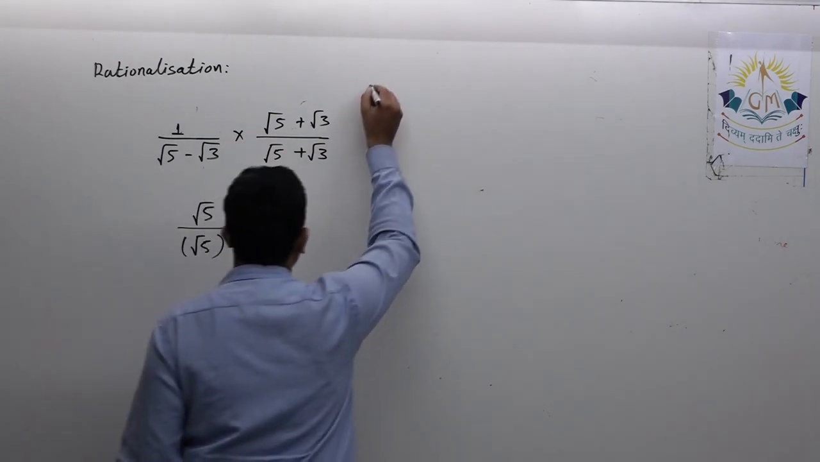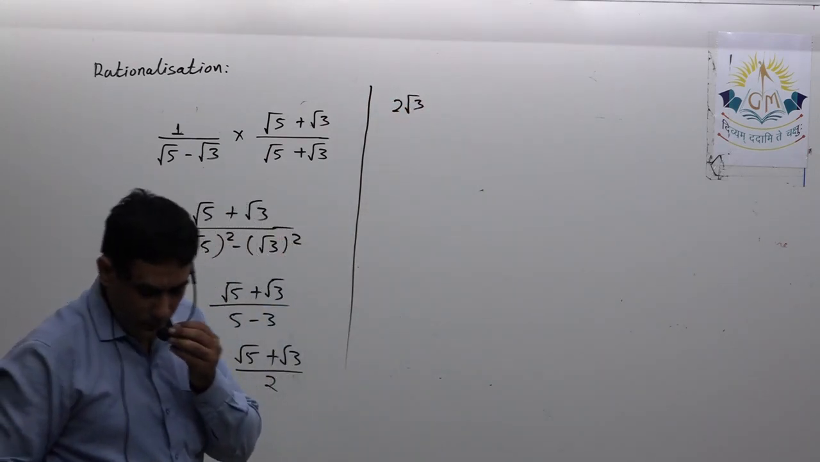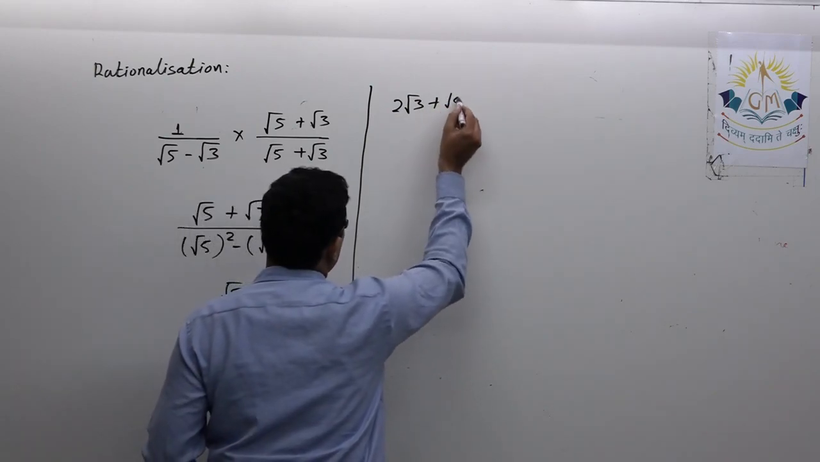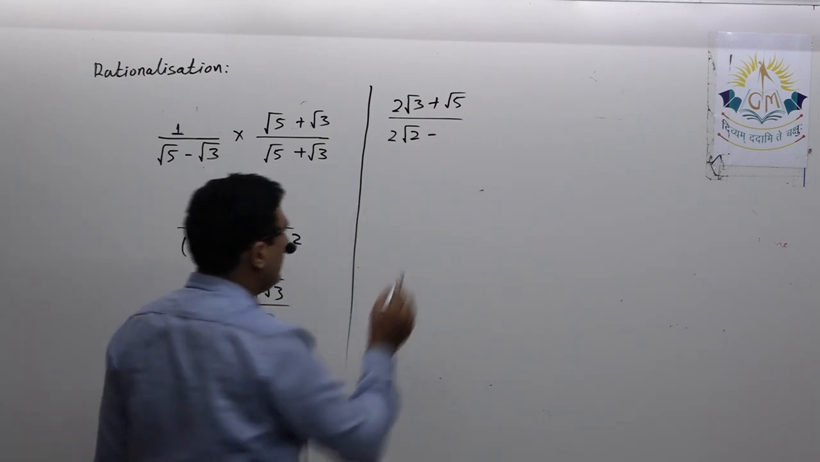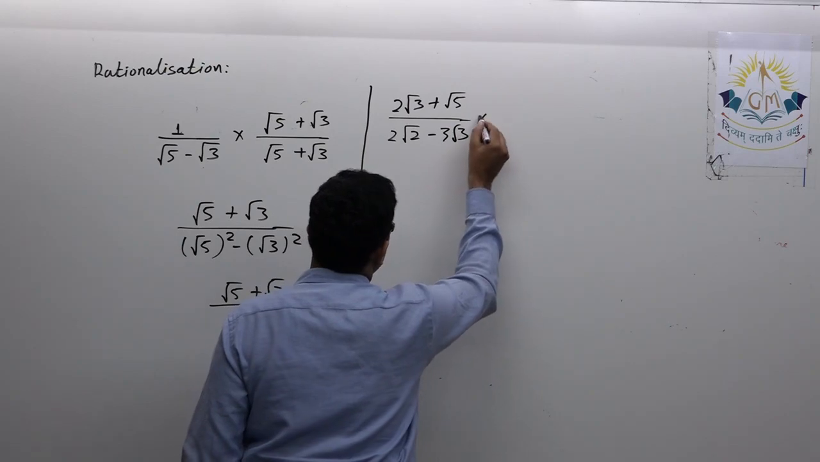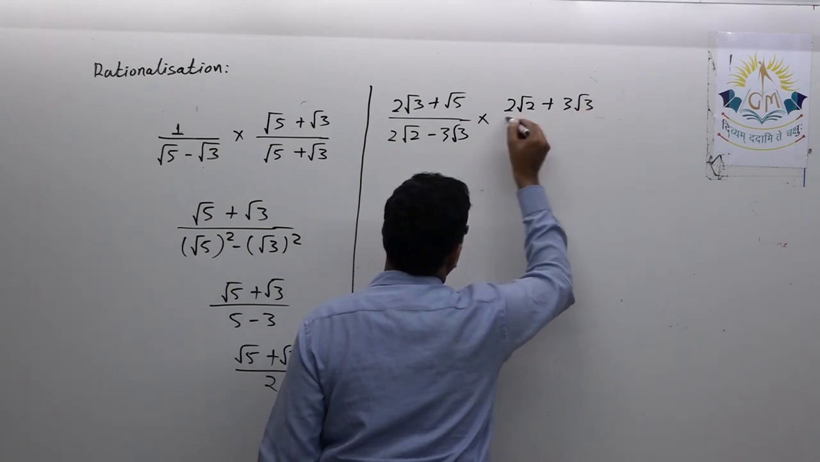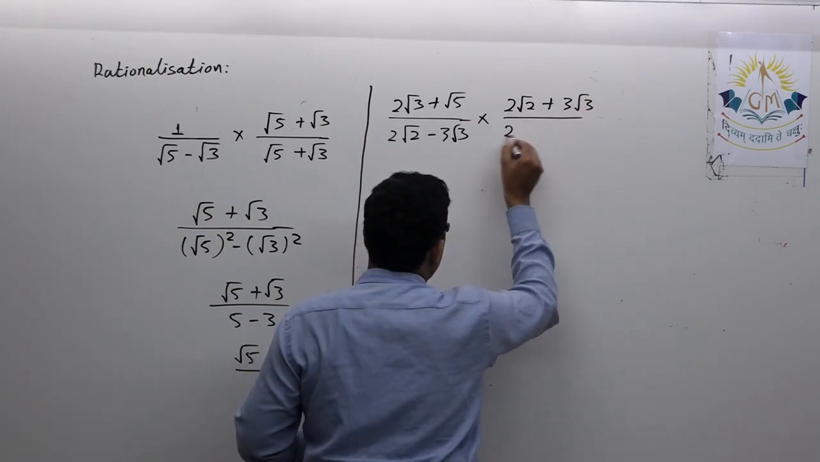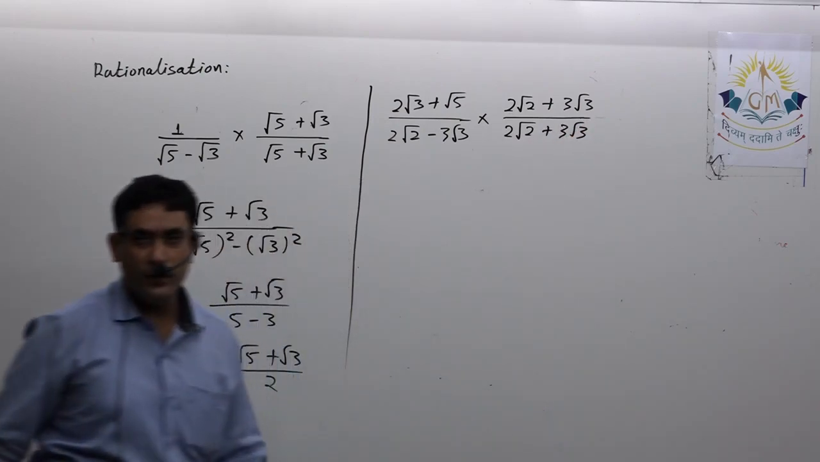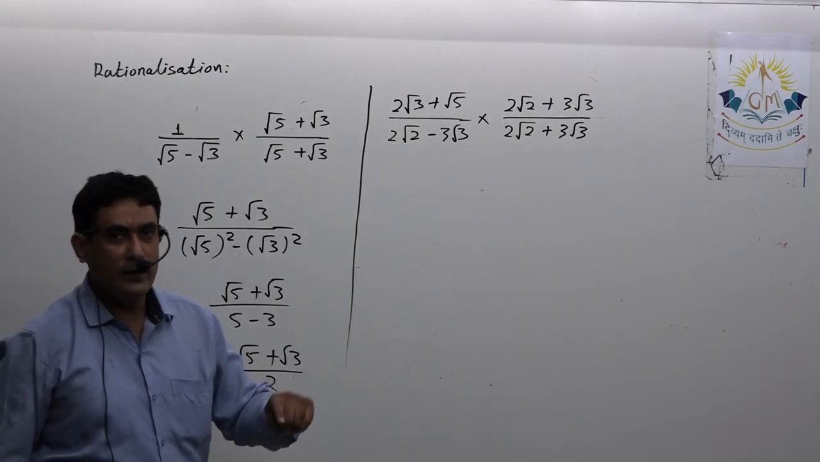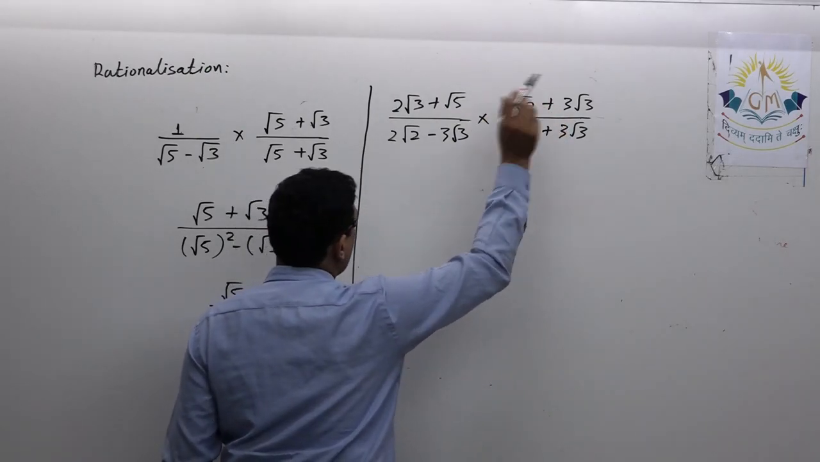Now next, suppose they say rationalize 2 root 3 plus root 5 upon 2 root 2 minus 3 root 3. So over here to rationalize we'll multiply the numerator and the denominator by the conjugate of the denominator. That means just changing the middle sign. We write the same expression, just we make one change: we make the middle sign inverse. If it is negative, we make it positive. If it is positive, we make it negative.